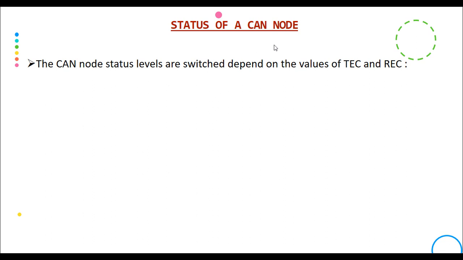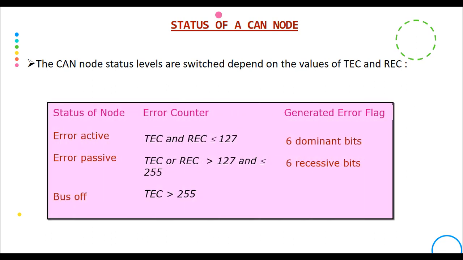So, the status of the CAN node. CAN node status levels are switched depending on the value of TEC and REC. Basically TEC and REC are counters which may increase or decrease based on the current value of these counters. The node can either be in active error state, passive error state, or bus off state. Basically, a node is in error active state if the transmit error counter and receive error counter are less than or equal to 127. In such a case, it will generate 6 dominant bits.